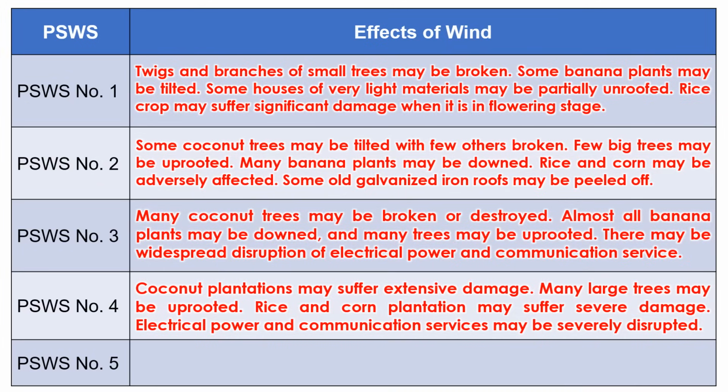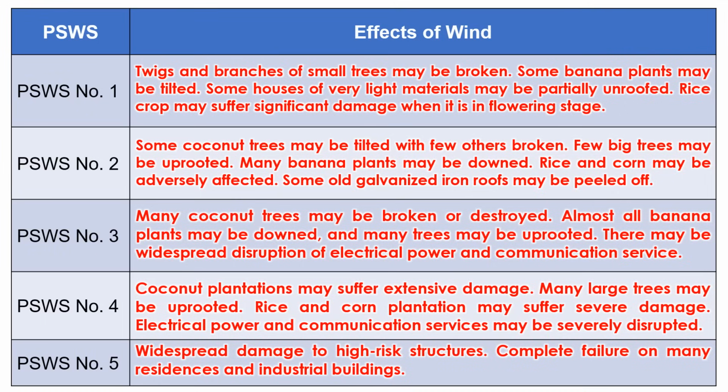In Public Storm Warning Signal Number 5, the effects of winds are the following: widespread damage to high-risk structures, complete failure on many residences and industrial buildings.